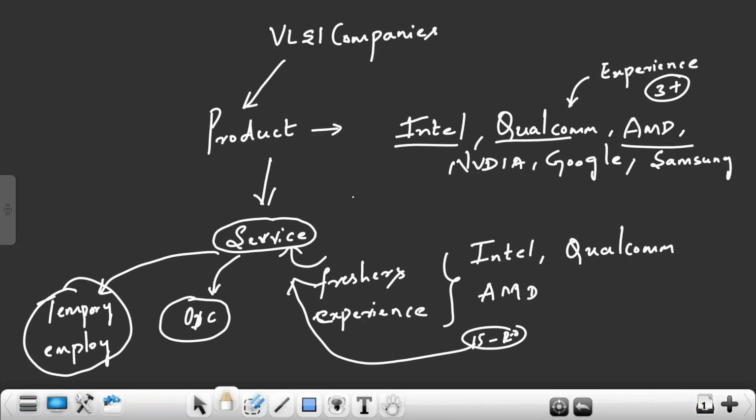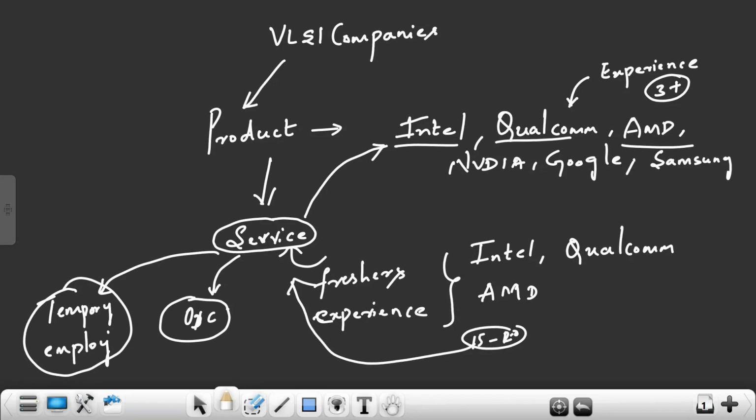When you clear a product-based company interview, and become a temporary employee or work as ODC, only then will they get a benefit from you. When you become one of these two things, they start paying you a very good salary, almost 60,000 to 70,000 initially. But when you are on the bench, they pay only 15 to 20,000 at the initial stage.